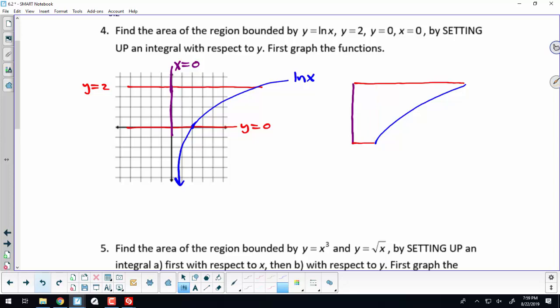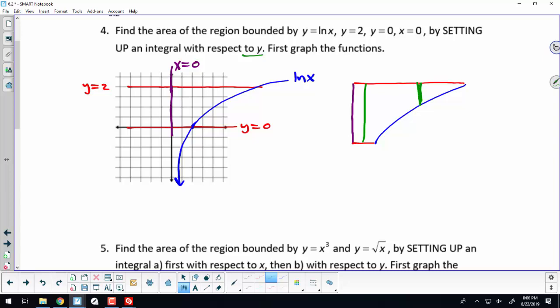Okay, so we have to find the area of this region. Notice it says set up an integral with respect to y. If we're integrating with respect to y, what direction are the rectangles running? Horizontal, right. So what happens if we tried to set up with respect to x? Can we do top minus bottom here? Yeah, it's just 2 minus 0. What about top minus bottom here?